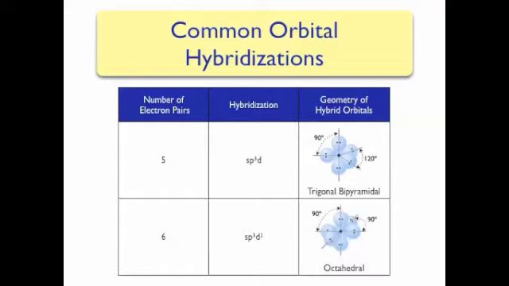The last possible orbital hybridization accommodates 6 electron pairs. This requires sp3d2 hybridization, or it requires us to mix 3 p orbitals, an s orbital, and 2 d orbitals. The resulting hybrid orbitals will adopt an octahedral geometry. All of the angles are 90 degrees from one another.